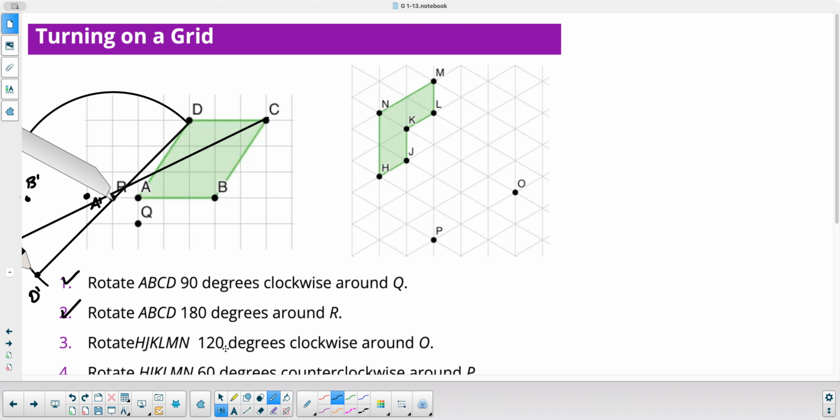So this one, 120 degrees, this is going to help with what we were talking about. These are 60 degrees here. So 120 degrees clockwise. So this direction, 120 degrees. So, if I wanted to rotate M, 120 degrees.